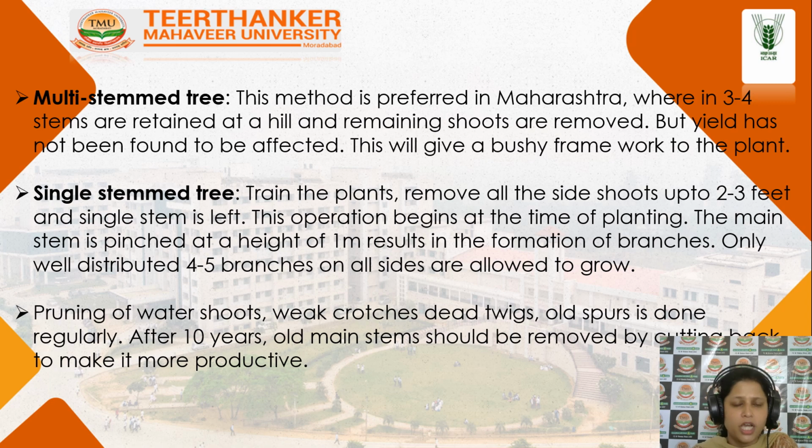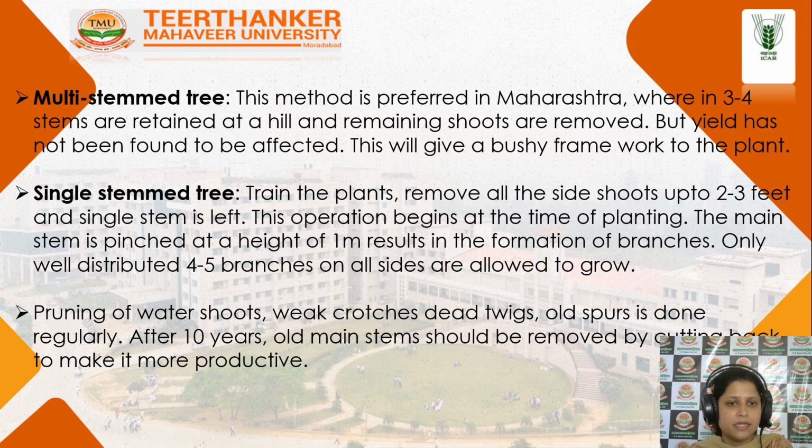Now there are two types of training methods which can be followed in pomegranate. One is multi-stemmed and another is single stem. The multi-stem method is preferred in Maharashtra state, wherein 3 to 4 stems are retained at a hill and remaining shoots are removed, but yield has not been found to be affected. This will give a bushy framework to the plant.